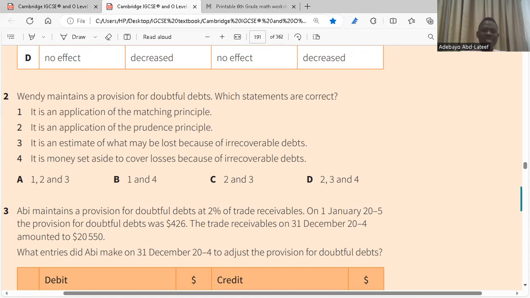It is money set aside to cover losses because of irrecoverable debt. No. Provision for doubtful debt is an estimate of what may be lost because of irrecoverable debt. It is an estimate, not the money set aside. So it's A. 1, 2, 3.